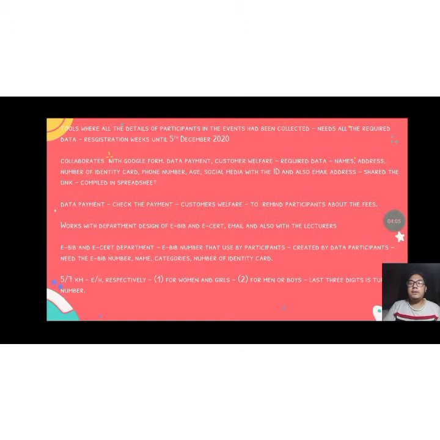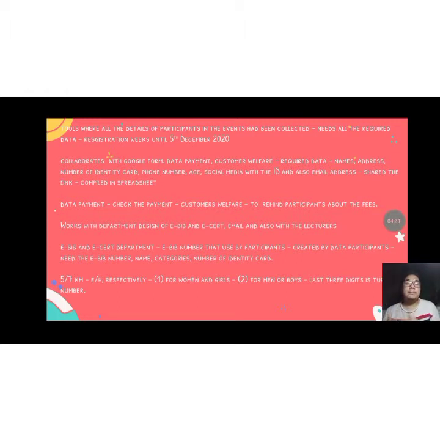The EBIP number will be created by ourselves, and then this number, with the name and their running category, will be sent to the EBIP and ESET department along with their identity card number, because this group will design the EBIP and also the ESET that are going to be given to the participants. The way to create the EBIP ourselves is, firstly, in this event we have two categories, which are 5 km and 7 kilometers.